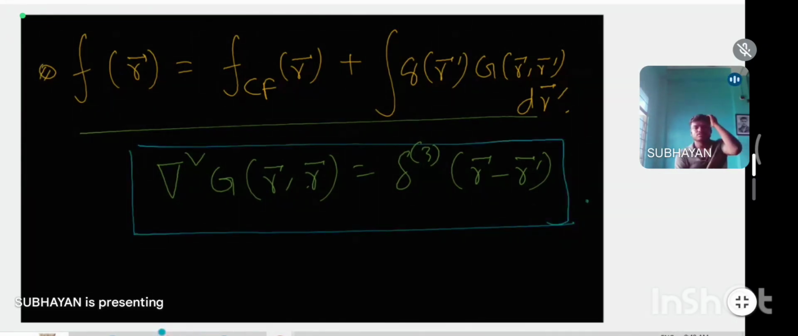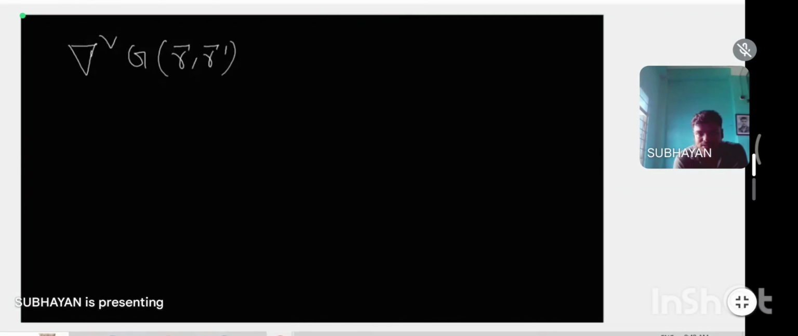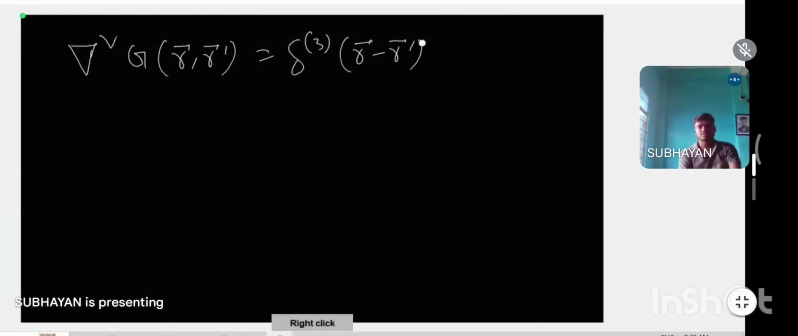So this is the governing equation which you can use to find the Green function here. And then after finding the Green function, you can put it here and then you will find the complete solution. So our scheme is to solve for this one: grad square G, G is a function of r prime, is delta cube of r minus r prime.